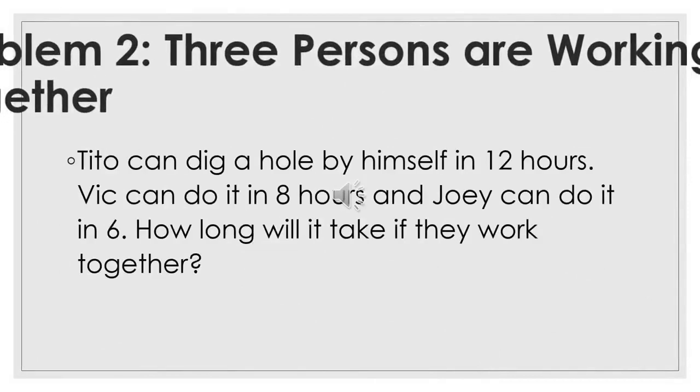Problem number 2. Tito can dig a hole by himself in 12 hours. Vic can do it in 8 hours and Joey can do it in 6. How long will it take if they work together? This problem involves 3 persons and we are asked about the time that they can do the work if they work together.